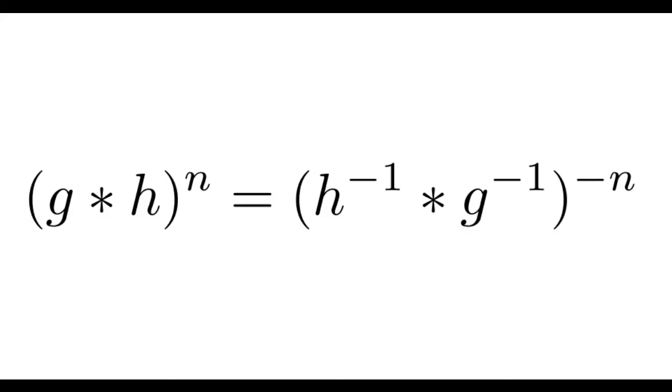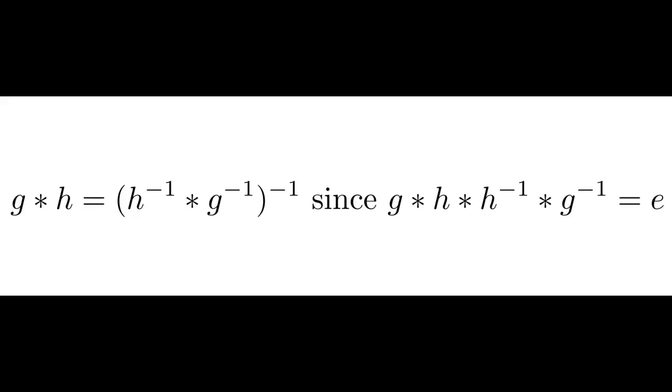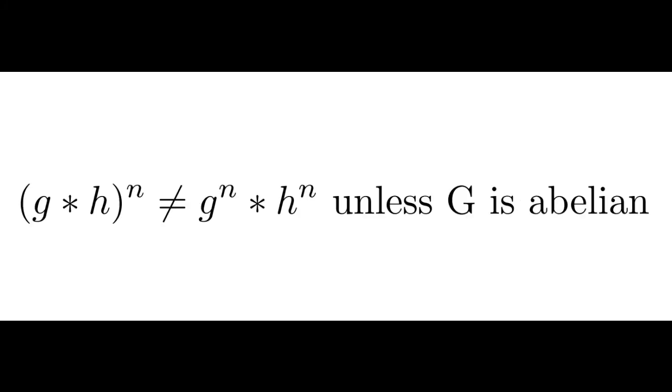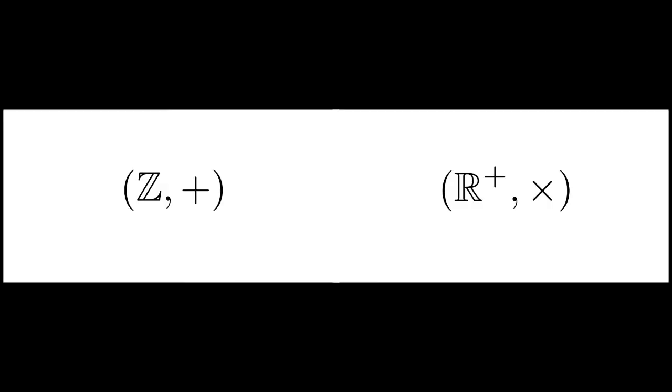Lastly, g times h, the quantity, raised to the n, is equal to h inverse times g inverse raised to the negative n. This can be shown by understanding that h inverse times g inverse is the inverse of g times h. Order matters here, which is why we can't just expand and rearrange elements. Commutativity is not guaranteed. This last one is a little weird, because it goes against our familiarity with integers and real numbers.